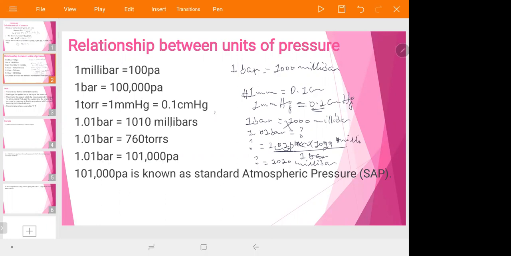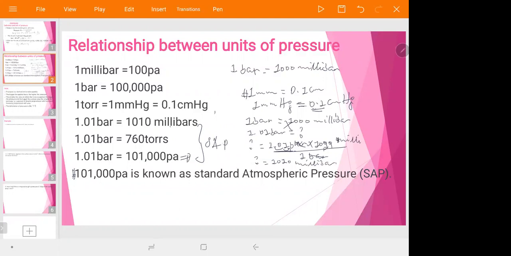101,000 Pascal. Again, you can change this one depending on the relation given above. And what you must know about the standard atmospheric pressure: all of these are standard atmospheric pressures.